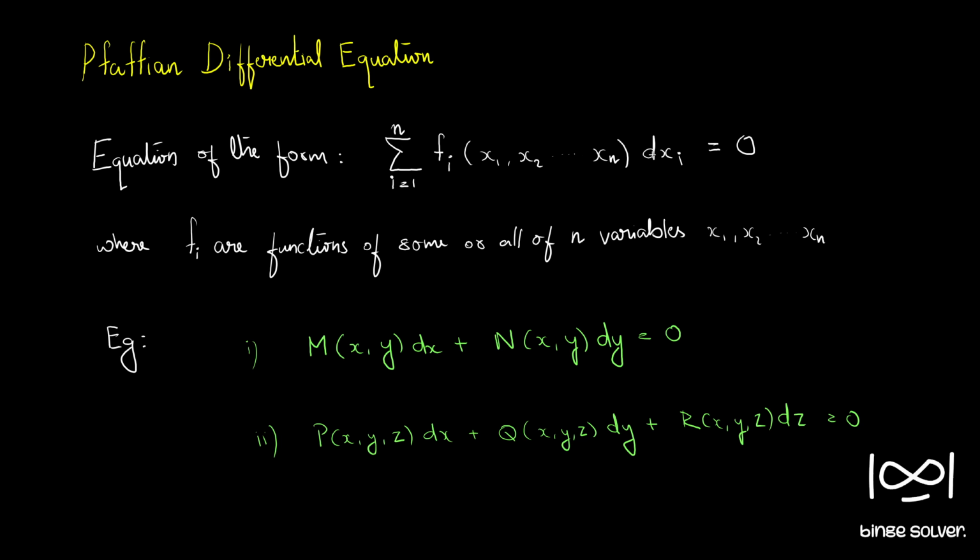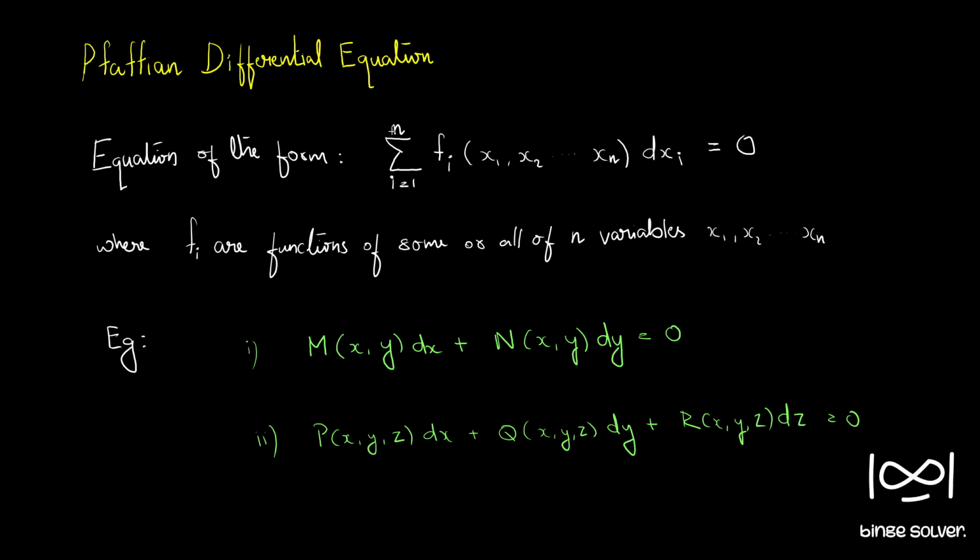So here, the dx i, right? When i equal to 1, that is for the first function, it will have dx 1. That is d of the first variable. Here we have two functions and two variables x and y. So d of the first variable will be dx, and for the second function it will be d of the second variable, dy. So M dx plus N dy equal to 0.